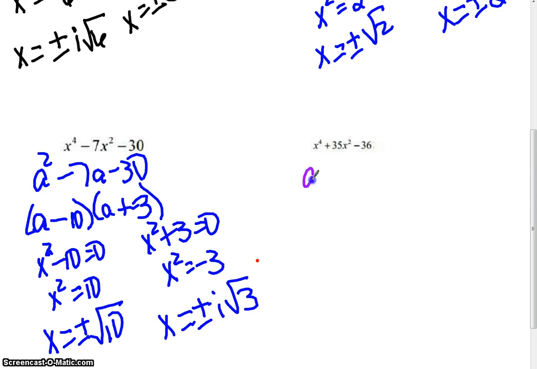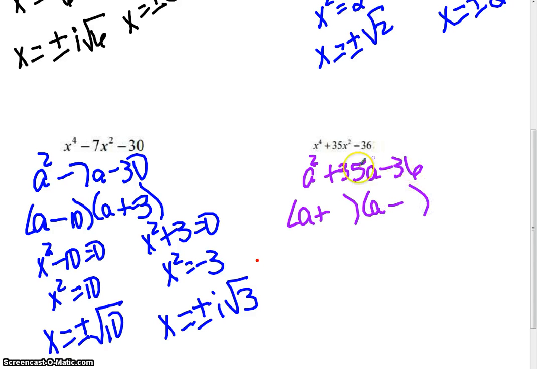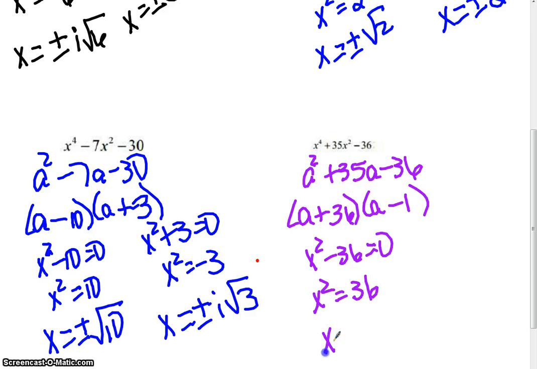So we're going to have a squared plus 35a minus 36. Signs are different and the largest is positive. And when you subtract, you've got to get 35, so it's going to be 36 and 1. So x squared minus 36 equals 0. Move your 36. x squared is equal to 36. x is equal to plus or minus the square root of 36, which is 6.